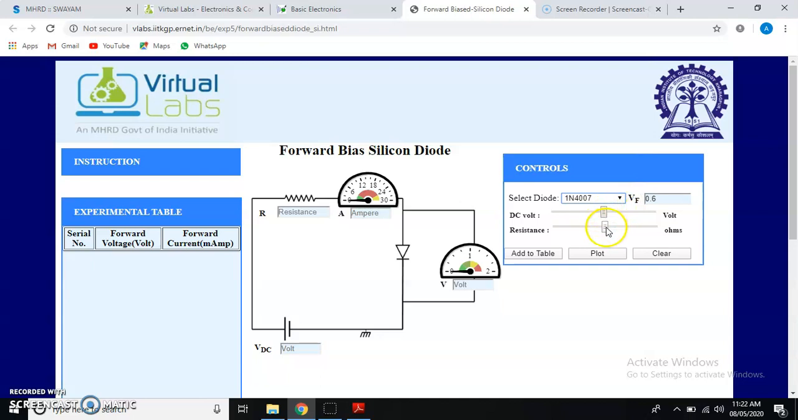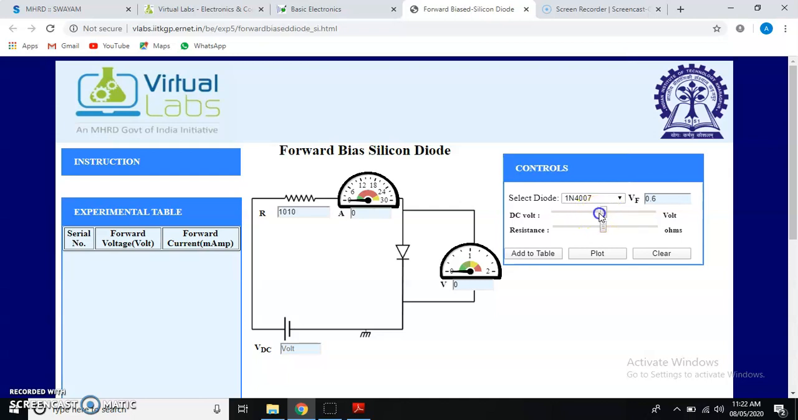Okay, now let us address the resistance first. This resistance we are talking about. Let us keep the resistor at 1K. So approximately I am adjusting the resistance to 1K. Let us say the 1K resistor is adjusted, with plus or minus tolerance, about 1010 ohm.